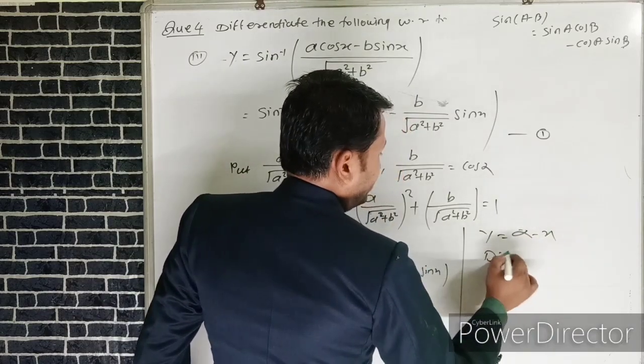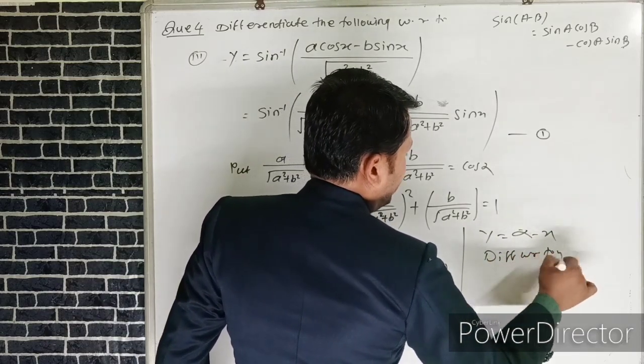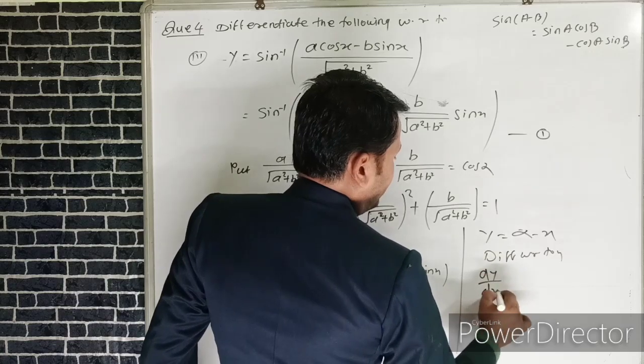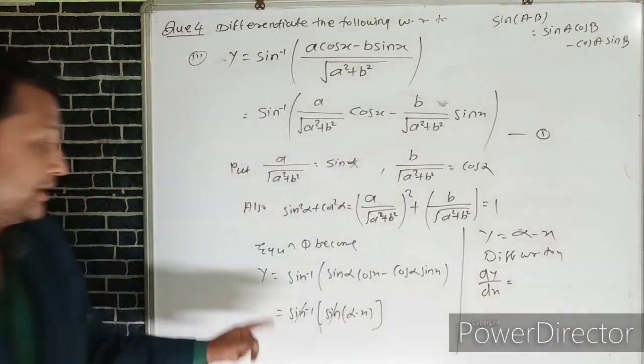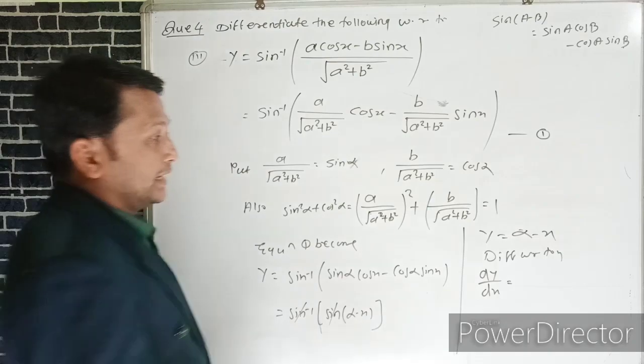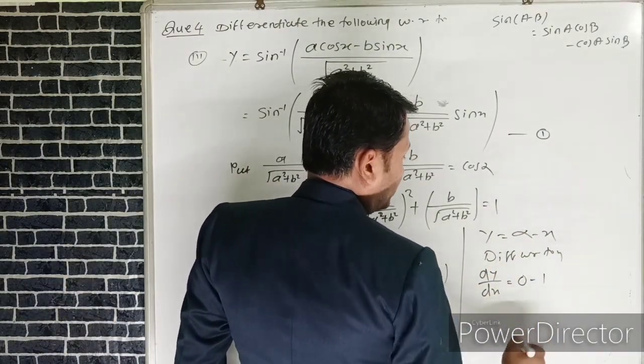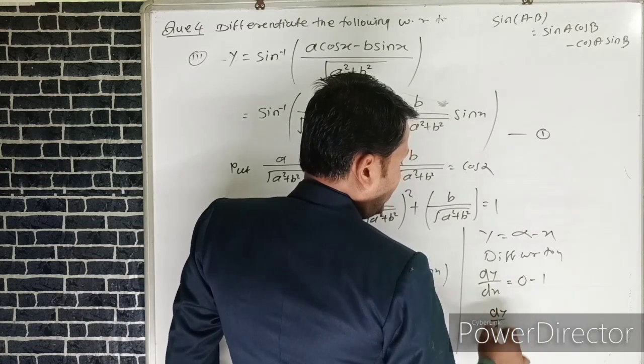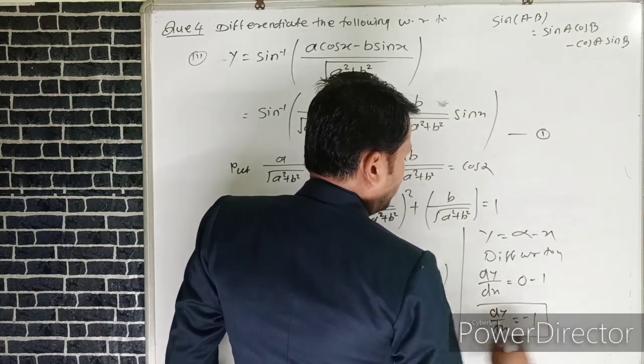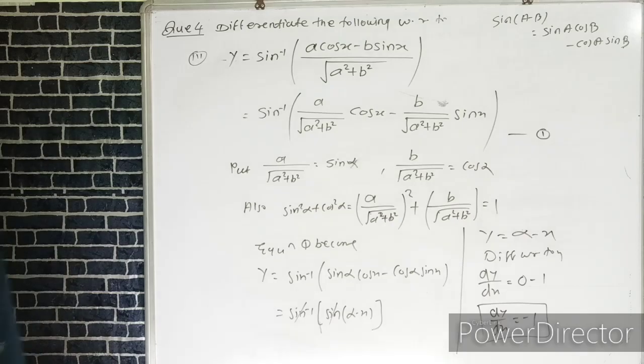If we differentiate the given function with respect to x, then the derivative of y is dy by dx. Here alpha is purely a constant, hence the derivative of alpha is 0 and the derivative of x is 1, so the derivative of minus x is minus 1. Hence dy upon dx is equal to minus 1, which is the required derivative of the given function.